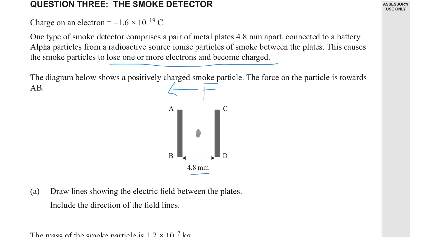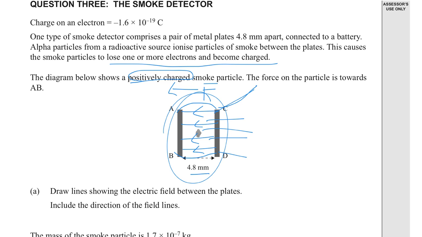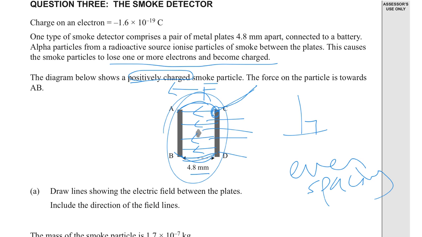Draw a line showing the electric fields between the plates. It's a positively charged smoke particle, so our field lines go in the direction of a positive charge. So that's what you would draw towards line AB. You may want to have it bending slightly out at the ends. Sometimes you might have your field lines coming in from the outside too, but I think they're only interested in the inside of it. Tips: they need to be perpendicular from the surfaces as they're coming out, and they need to be evenly spaced. And then sometimes a little gentle bending out at the end is also helpful.